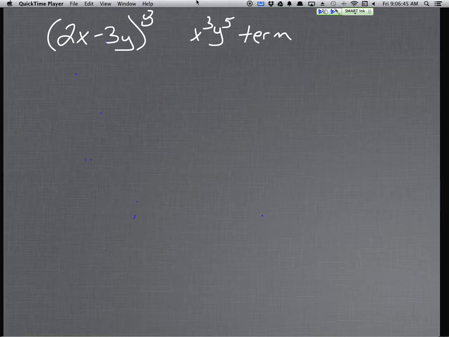So this one I have 2x minus 3y to the 8th. I'm interested in the coefficient that goes in front of x to the 3rd and y to the 5th. Does that say to the 8th? Yes. 2x minus 3y to the 8th. I want the coefficient that goes in front of x cubed and y to the 5th.